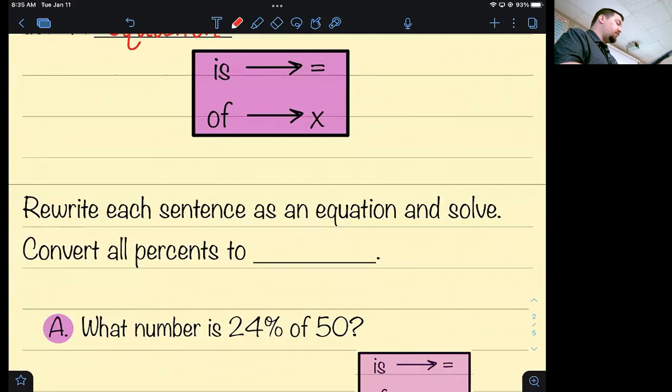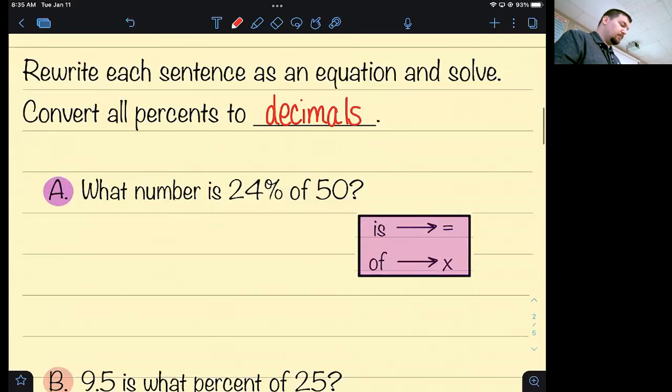Now, another thing we're going to have to do is rewrite each sentence as an equation and solve, and then convert all of our percents to decimal form. The reason for that is because our calculator needs decimals so it can operate. So every time we get a percent, we're just going to move that decimal 2 spots to the left to make it a decimal so we can plug it into our calculator. So let me show you how this works.